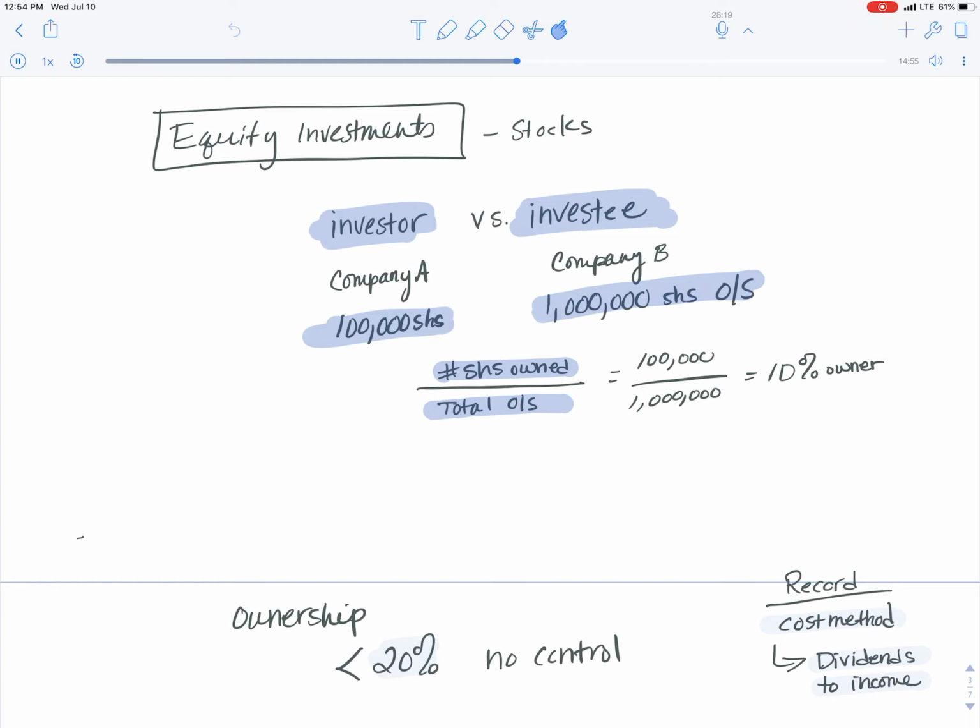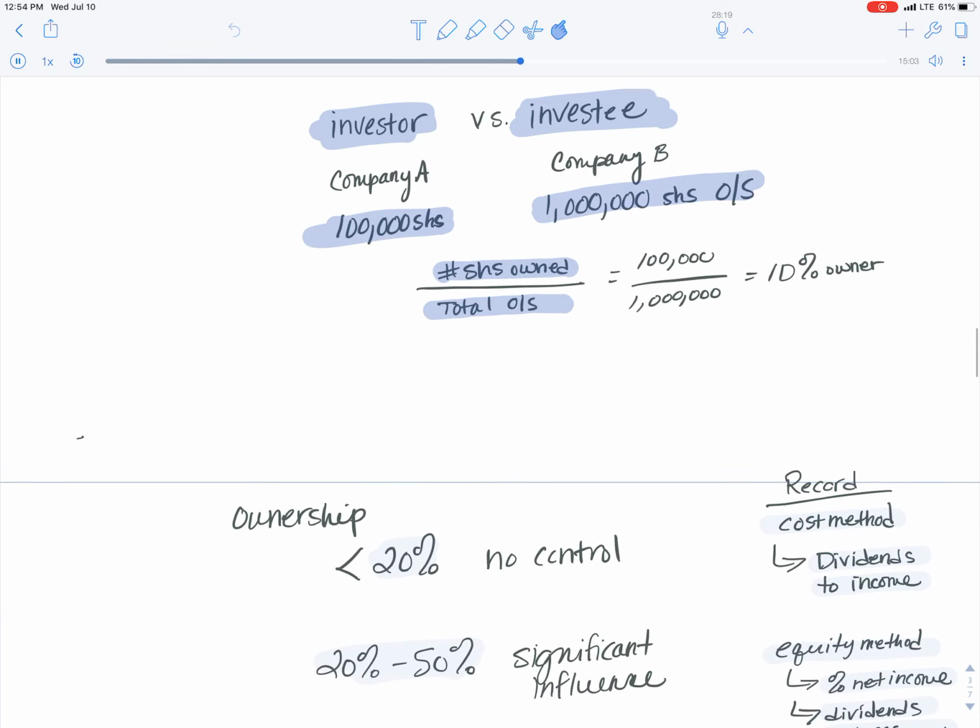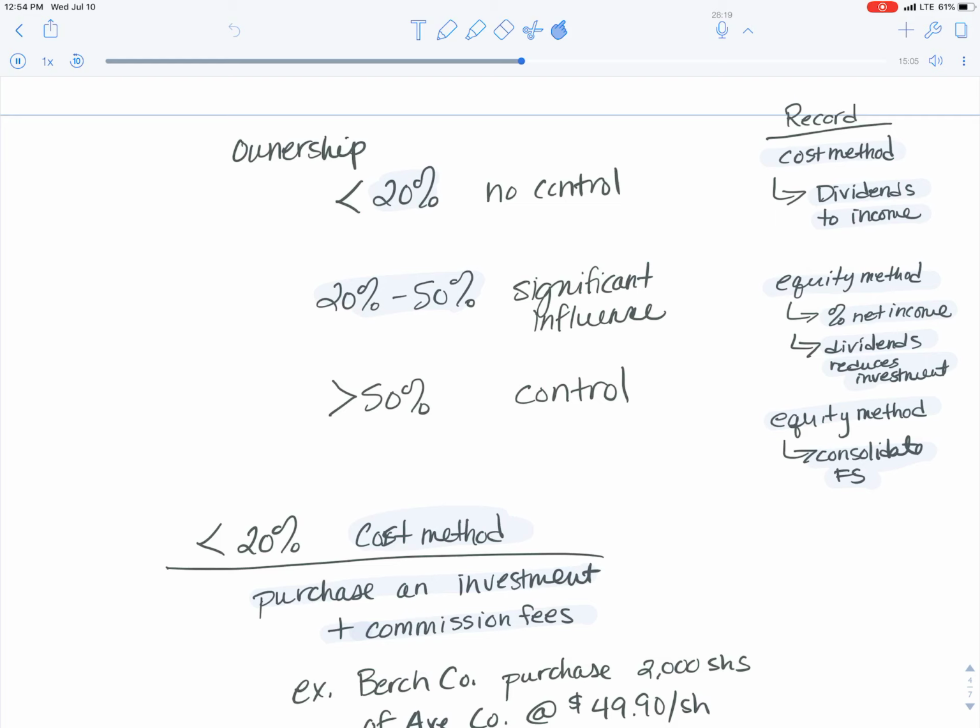Okay? So when we're looking at ownership, how we record our equity investments depends on how much control we have. So if we have less than 20% ownership, we have essentially no control. So if that's the case, we're going to use the cost method to record our investment in that company, which means anytime we get dividends, we're going to record them in income.